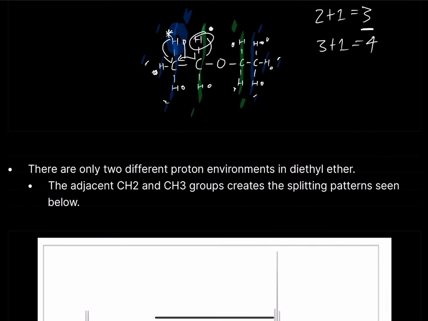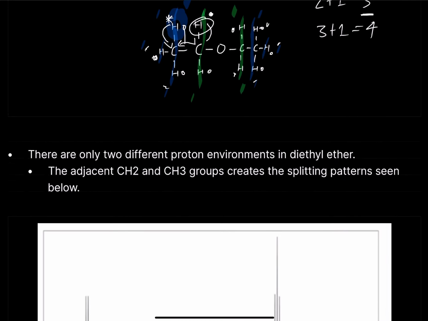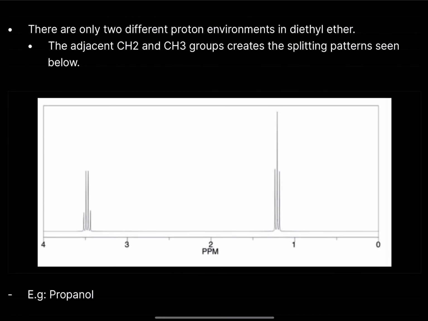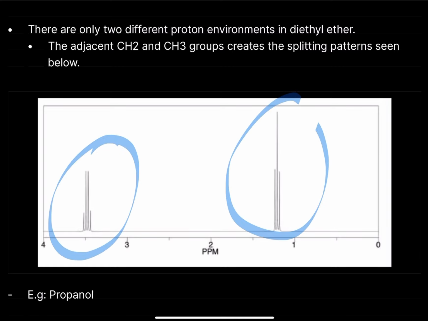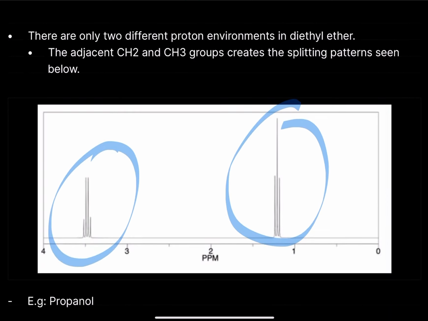Now, what's interesting is that it's our quartet. Remember what I said at the very start about why this is here and why this is here? I already explained the splitting pattern, but why is this much further away? Why has this got a higher ppm value? Why has it got a higher chemical shift value than this?